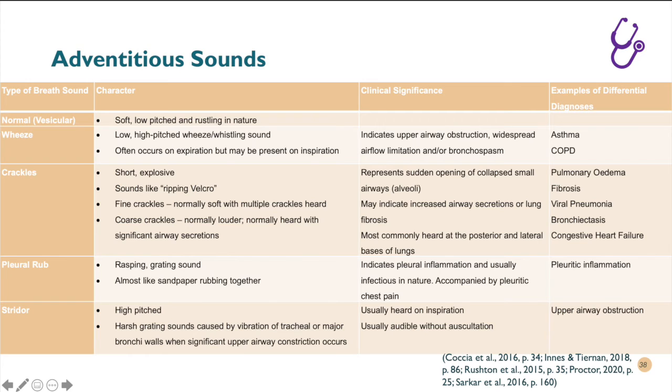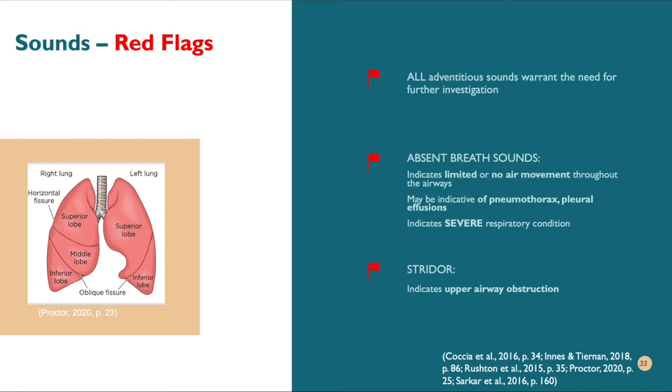A wheeze is low-pitched and, dependent on where it is heard, indicates upper airway obstruction, widespread airflow limitation, or bronchospasm. Stridor is high-pitched and indicates upper airway obstruction. Crackles are short, explosive sounds, representing the sudden opening of collapsed small airways. And finally, pleural rub is a grating sound, indicating pleural inflammation. All adventitious sounds warrant the need for further investigation. Absent breath sounds indicate limited or no air movement throughout the airways. This indicates a severe respiratory condition.